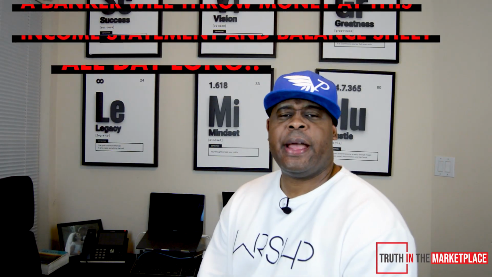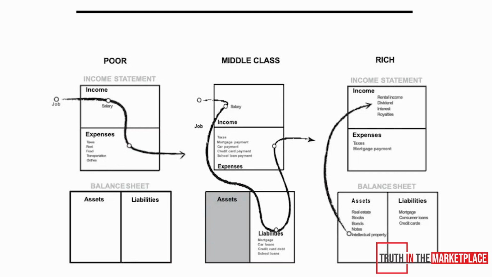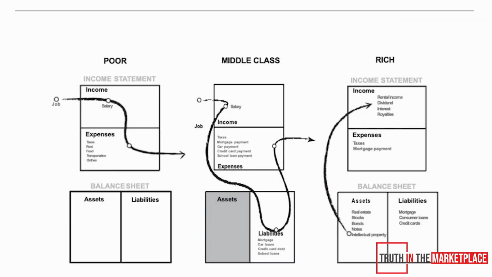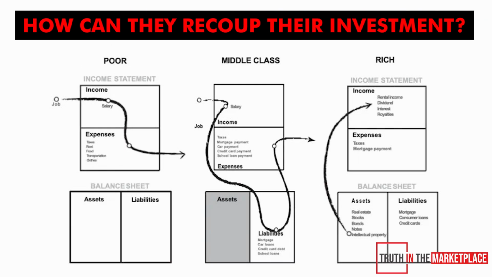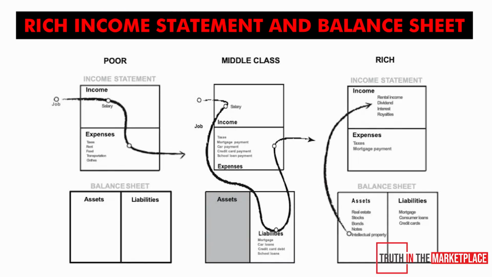Now, the question that you may be asking is, when the bank is making a decision on who to partner with, what do they look for when it comes to saying yes to someone and giving them access to capital? Well, here's the answer to that question. How is their money secured? If the business deal goes bad, how can they recoup their investment? Now, you be the banker. Which income statement and balance sheet would you feel the most comfortable with in recouping your investment? Most likely, it would be the rich income statement and balance sheet.